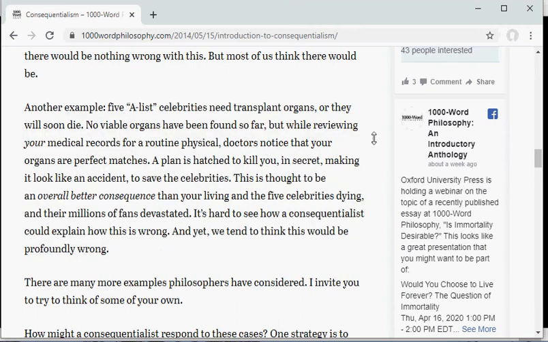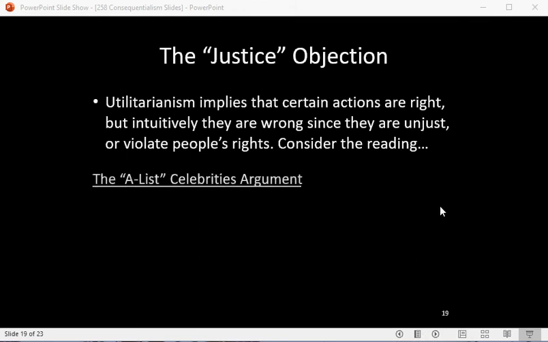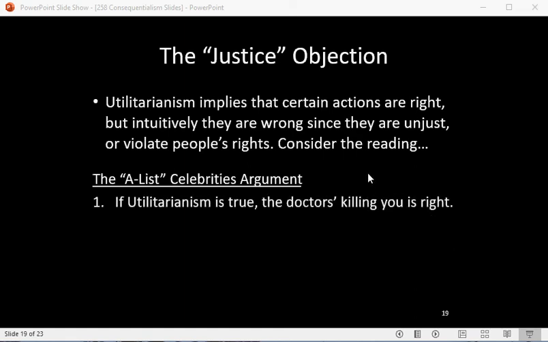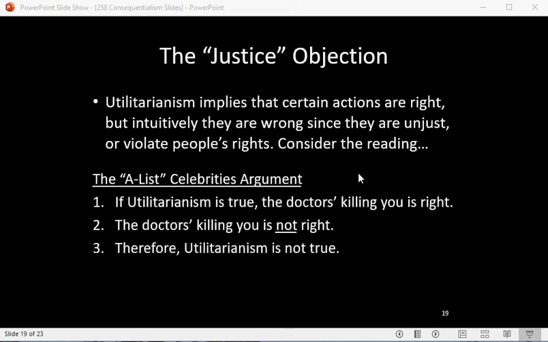So I hope everyone gets the facts of that example. Let's call this the A-list celebrities argument. If utilitarianism is true, the doctor's action of killing you is right. But the doctor's killing you is not right, and hence utilitarianism is not true.